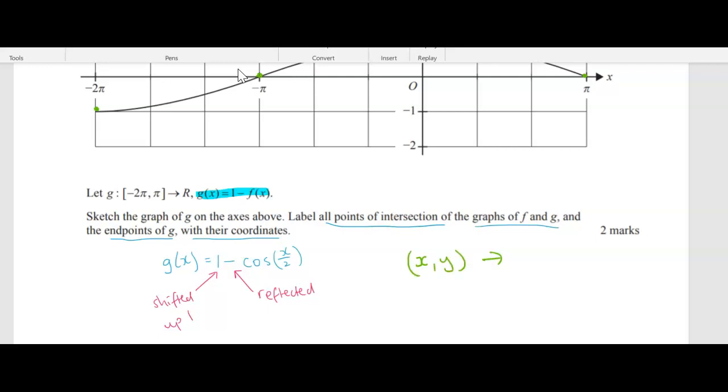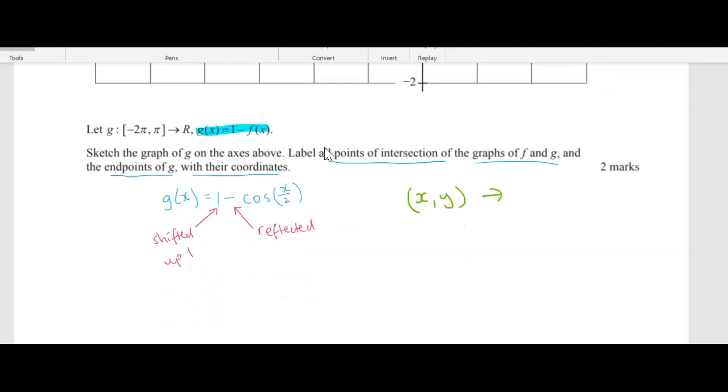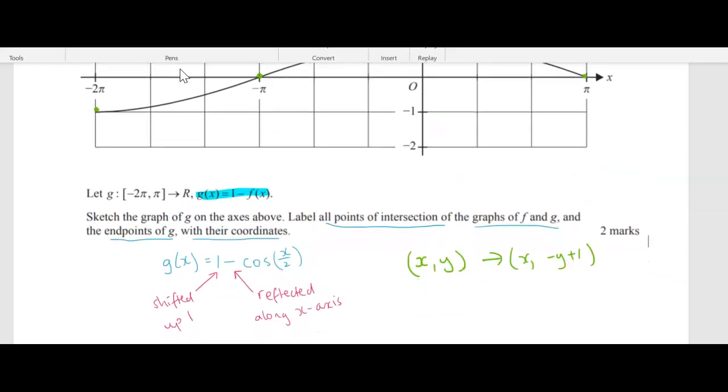So what is happening with them is it's been reflected. Okay, I should have said where. So reflected along the x-axis. Okay, so what that means is your y is now negative, and we've been shifted up by 1. So that means your y has gone up by 1, and your x stays the same. So the first point that we have is negative 2 pi, negative 1, sorry.